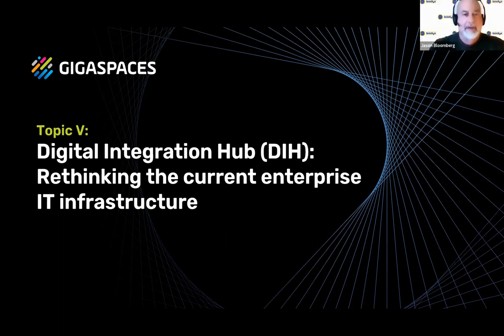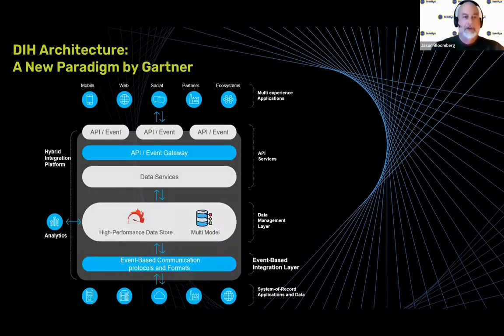So let's move to the next slide because we have this compare and contrast between the two diagrams. If you squint at this diagram, it looks a lot like the previous one, the traditional architecture. But if you look more closely, you'll see some fundamental differences. The real fundamental differences between the DIH architecture and the HIP, or the traditional architecture, are at the data management layer and the event-based integration layer.